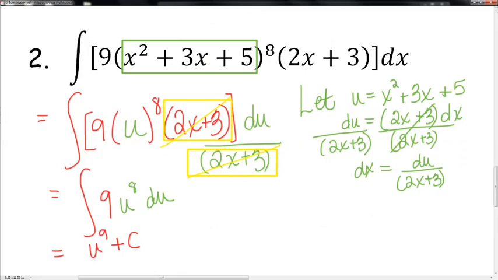But I have to substitute back in. And so I can't leave everything in terms of u. So remember, u is equal to that polynomial. So that's going to be the same as parenthesis x squared plus 3x plus 5 raised to the 9th, wrong number, plus our c. And now we're finished.